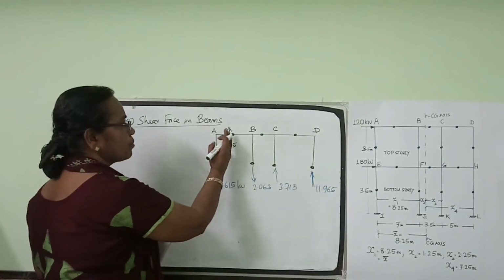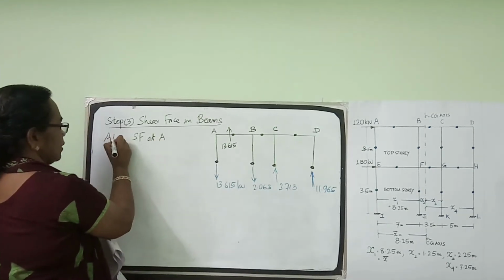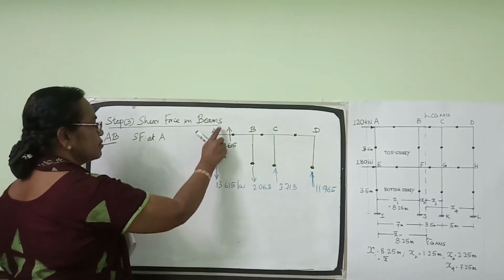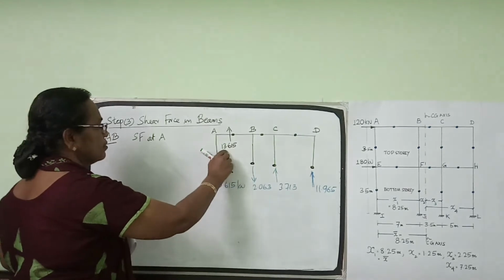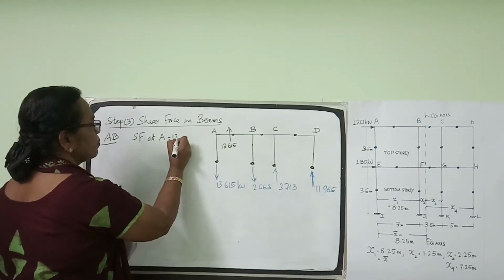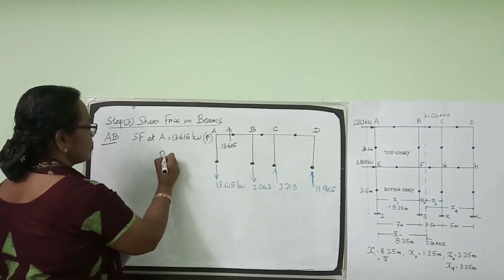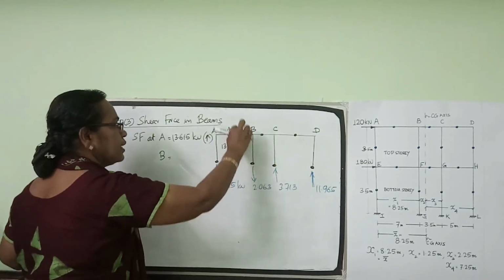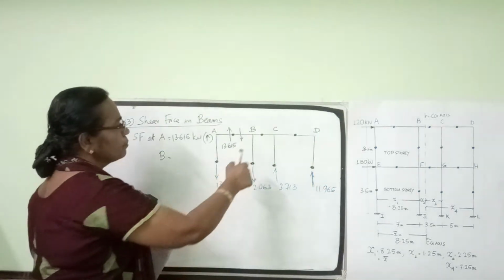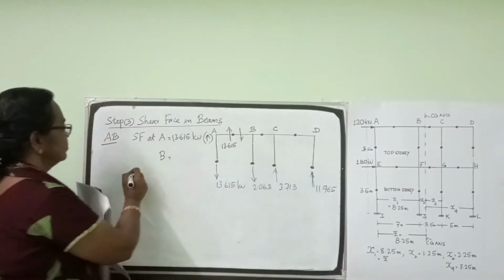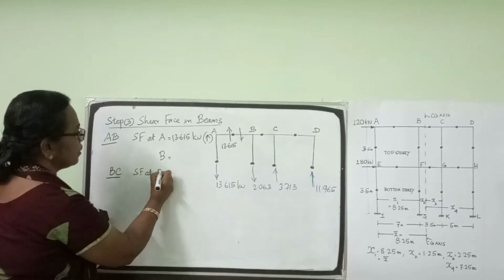At this point of contraflexure, we mark the shear force at A for beam AB. I am considering beam AB. Shear force at this edge A I am marking near to this to make it clear. The shear force at this end is 13.615 kilonewton upwards. If so, the shear force at B, for the same beam, will be 13.615 downwards. Now coming to beam BC, shear force at the edge B.